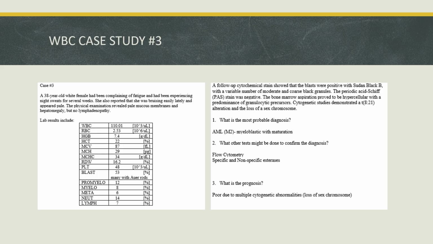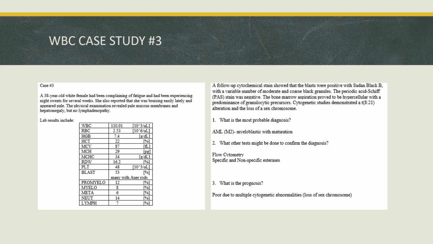Okay, so next we're going to ask ourselves, what cell lineage does that point us to? Is it going to be a lymphocytic lineage or a myelocytic lineage? The answer is myelocytic lineage because of those Auer rods. Lymphocytic lineage do not have granules. They don't have primary granules that could be fused to form those Auer rods.